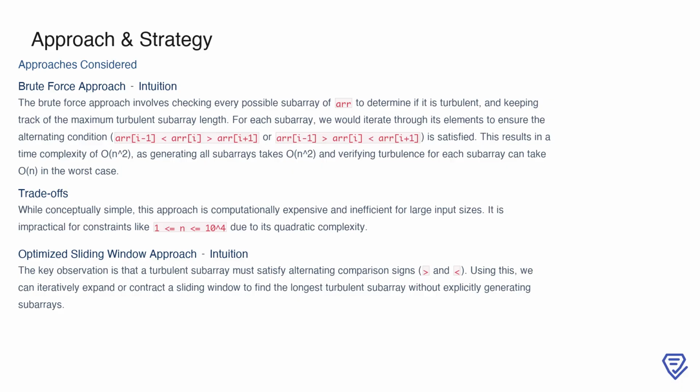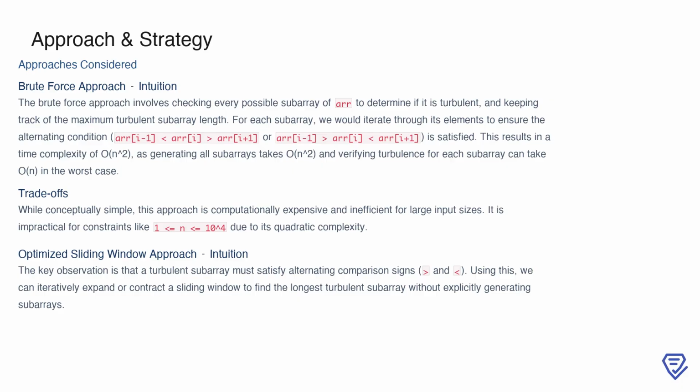While this approach is conceptually simple, it involves generating all subarrays, which takes O(n squared), and then validating each subarray, which can take O(n) in the worst case. This results in an overall time complexity of O(n cubed), or O(n squared) if we optimize slightly. However, such a method is computationally expensive and impractical for larger input sizes, especially given the constraints where the array can have up to 10,000 elements.